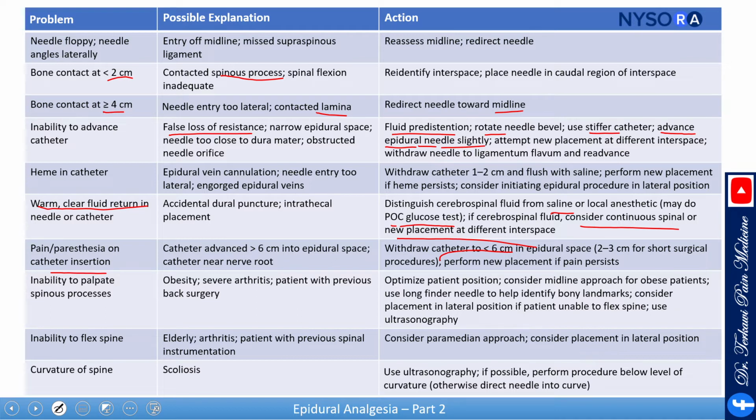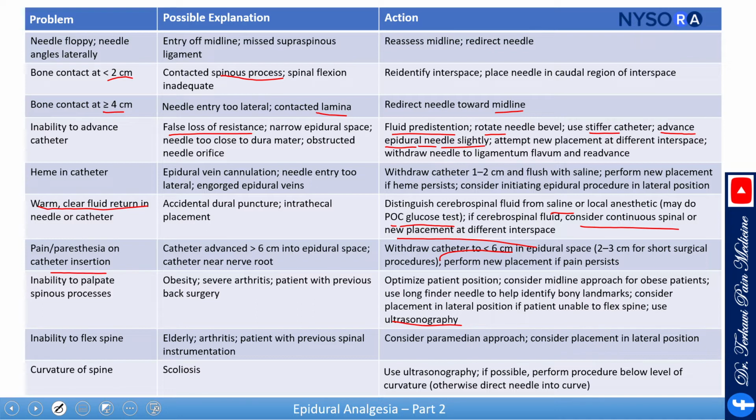Inability to palpate the spinous process: obesity, severe arthritis, or a patient with previous back surgery. Optimize patient position; most likely this will work. Consider a midline approach for an obese patient. Use a longer finder needle to help identify bony landmarks. Consider placement in the lateral position or use ultrasound. I'll have a lecture to cover ultrasound, so keep an eye on that.